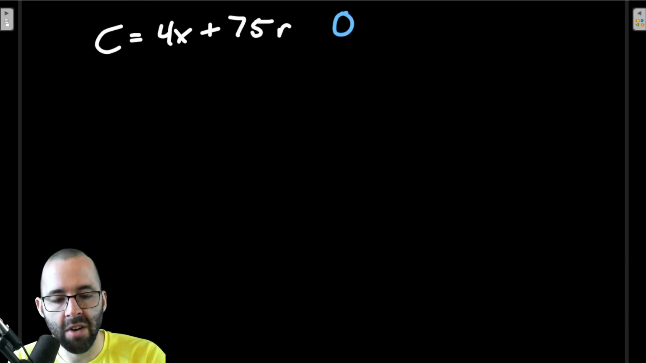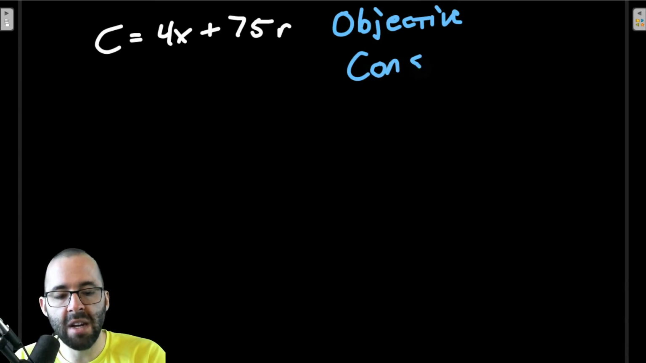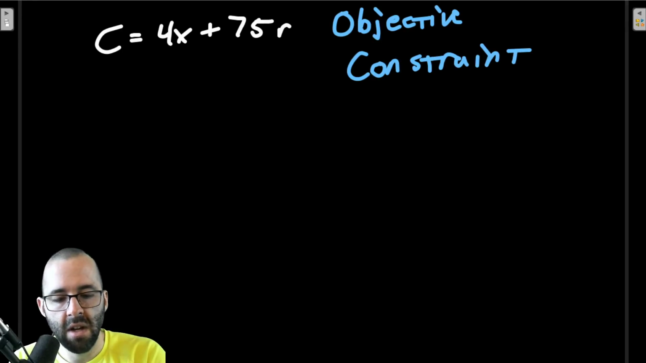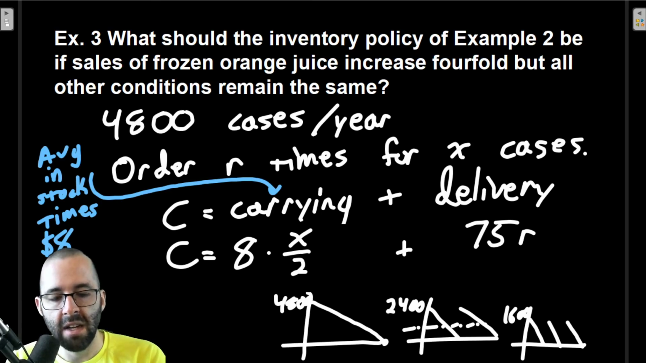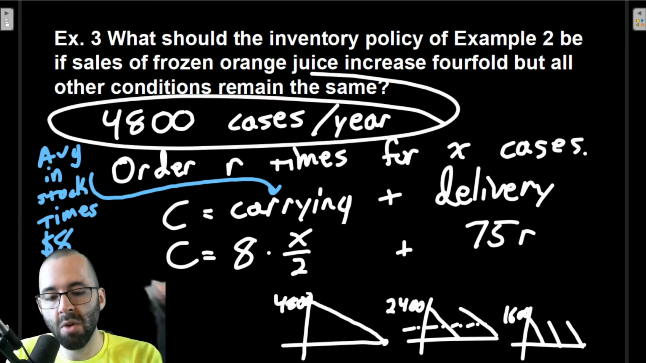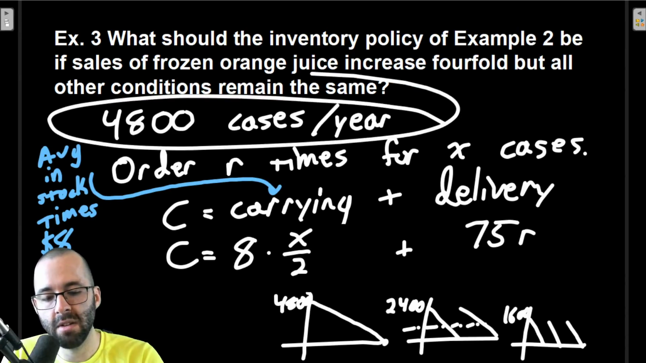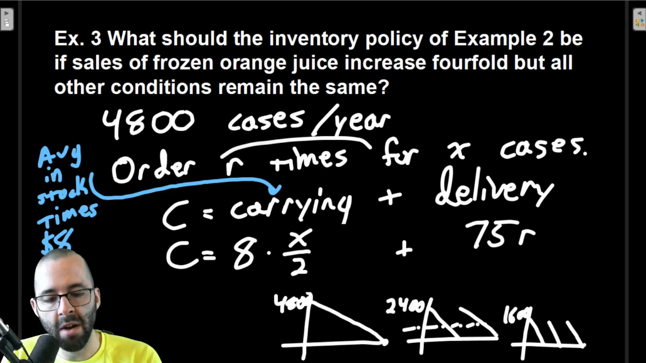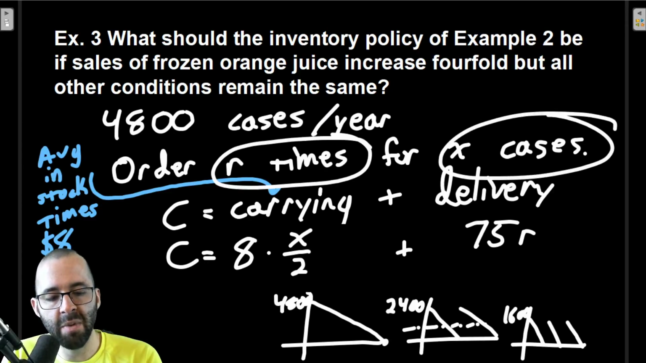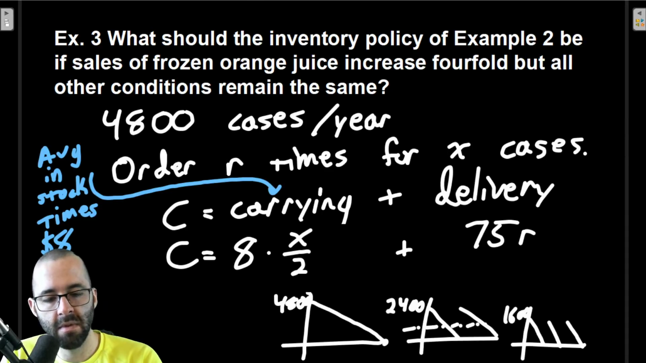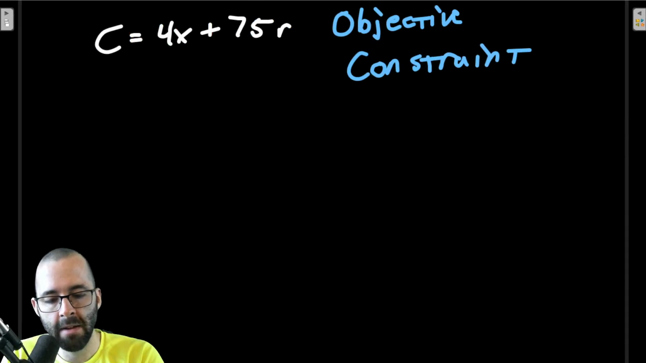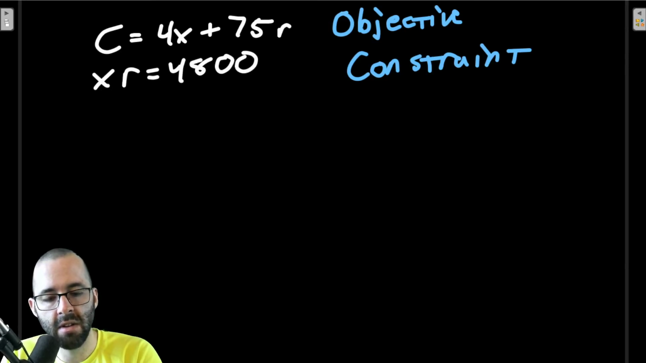This right here is called our objective function or our cost function. And we need to use a constraint equation to remove one of these variables. So the constraint here is that we need to order 4,800 cases per year. So the number of times we order and how many each order is, those should multiply to 4,800. That's our constraint. So x times r should be 4,800.